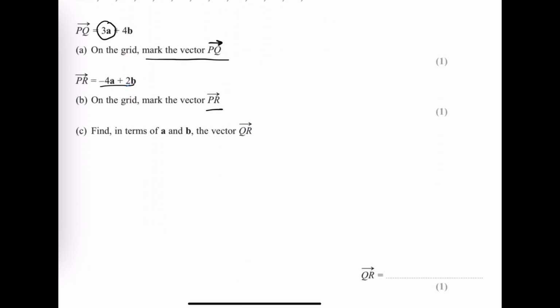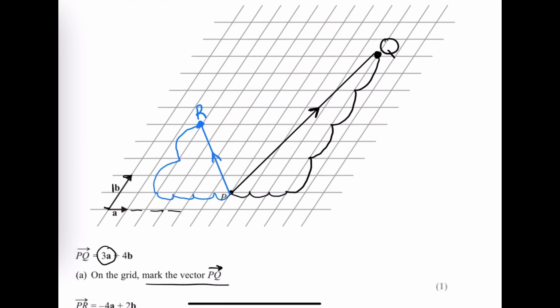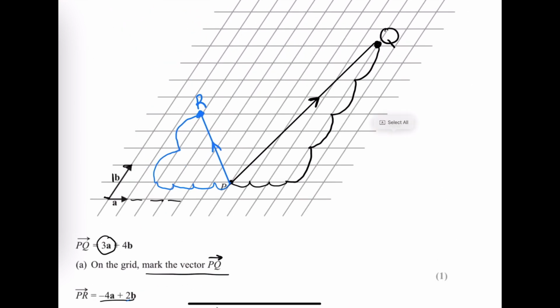Okay, so find in terms of A and B the vector QR. So we'll do this in red. So they want Q to R. So let's label this first. Because it's going Q to R, we'll go this way. So let's go down. You see this kind of same, so it goes 1, 2. So it's minus 2B. Minus because we're going down, going up is positive.